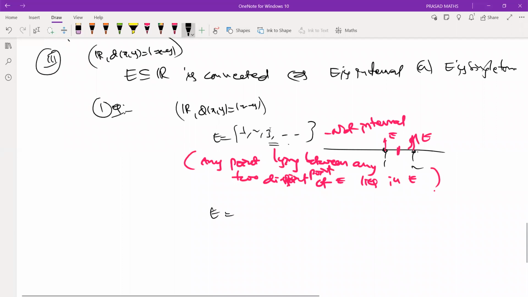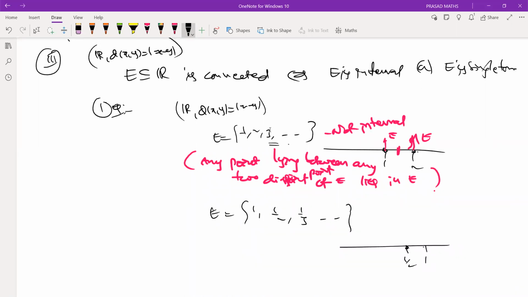Suppose you take 1/2, 1/3, 1/4 going on. Is it connected? No, because it's not an interval. You take two of these points, and a point lying between them, for example 0.61. Is it a point of this set? No. Therefore, it's not an interval.